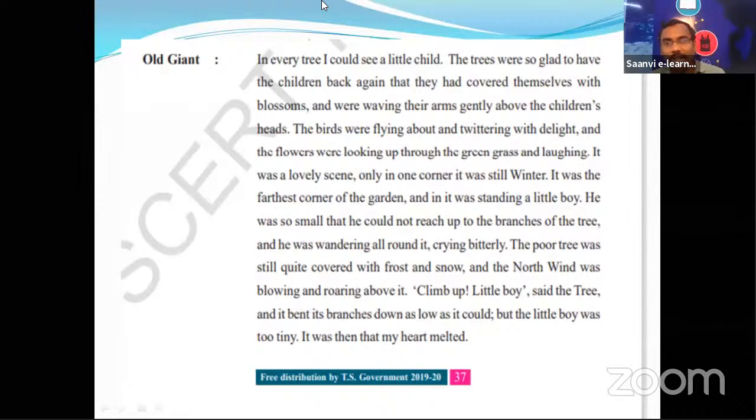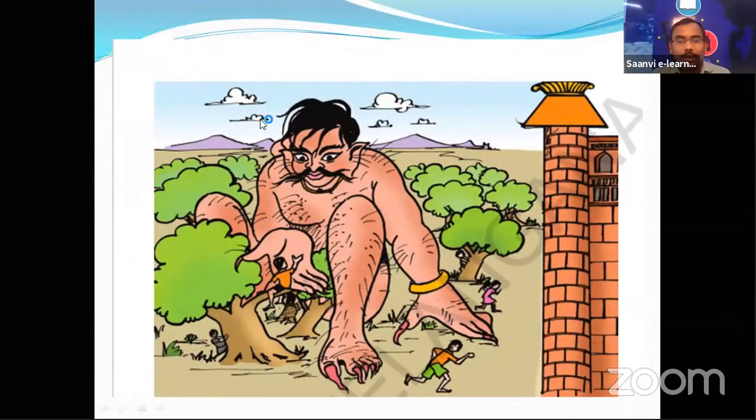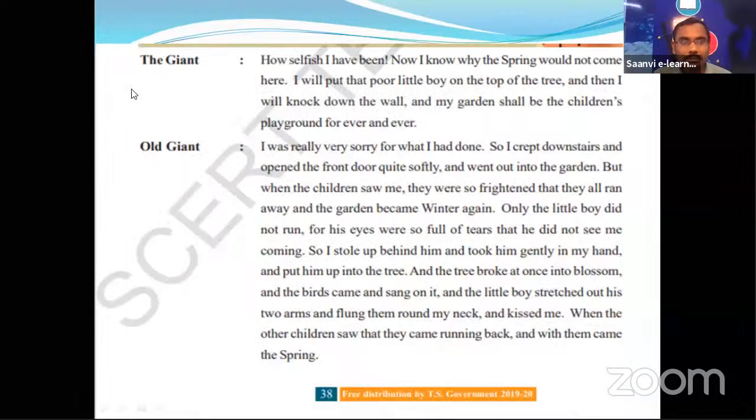Now, when the children entered the garden, the frost, the snow and the north wind moved out of the garden and the trees started blossoming. So you could see the giant sitting in his garden, and on his palm you could see a small boy. Okay, see the next slide here.